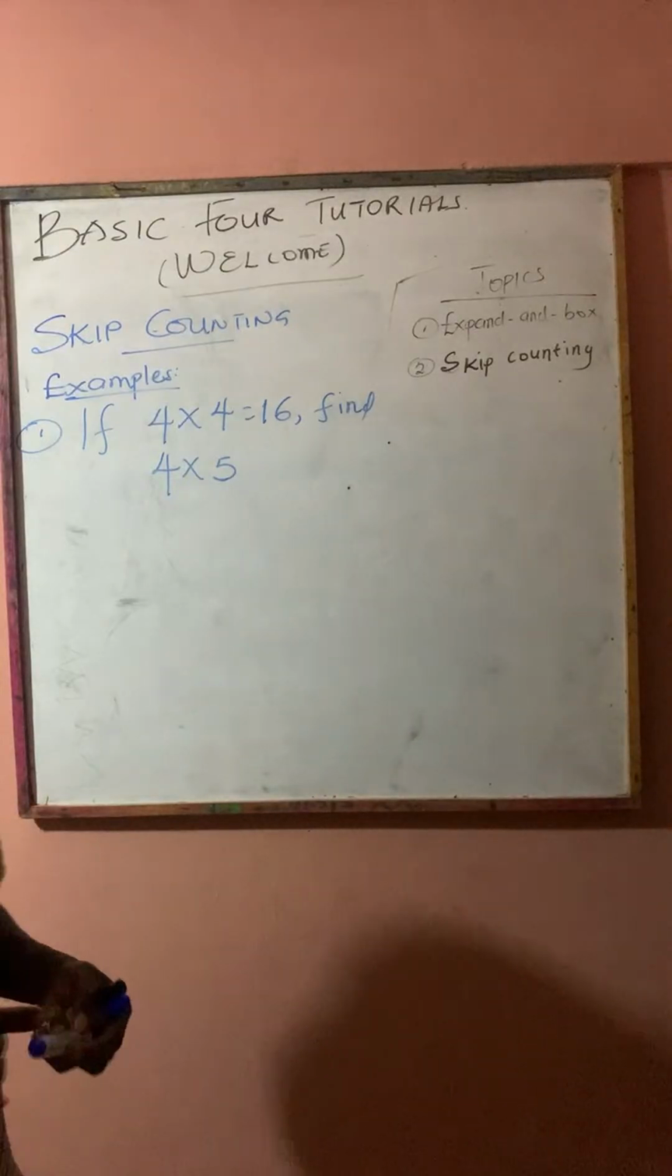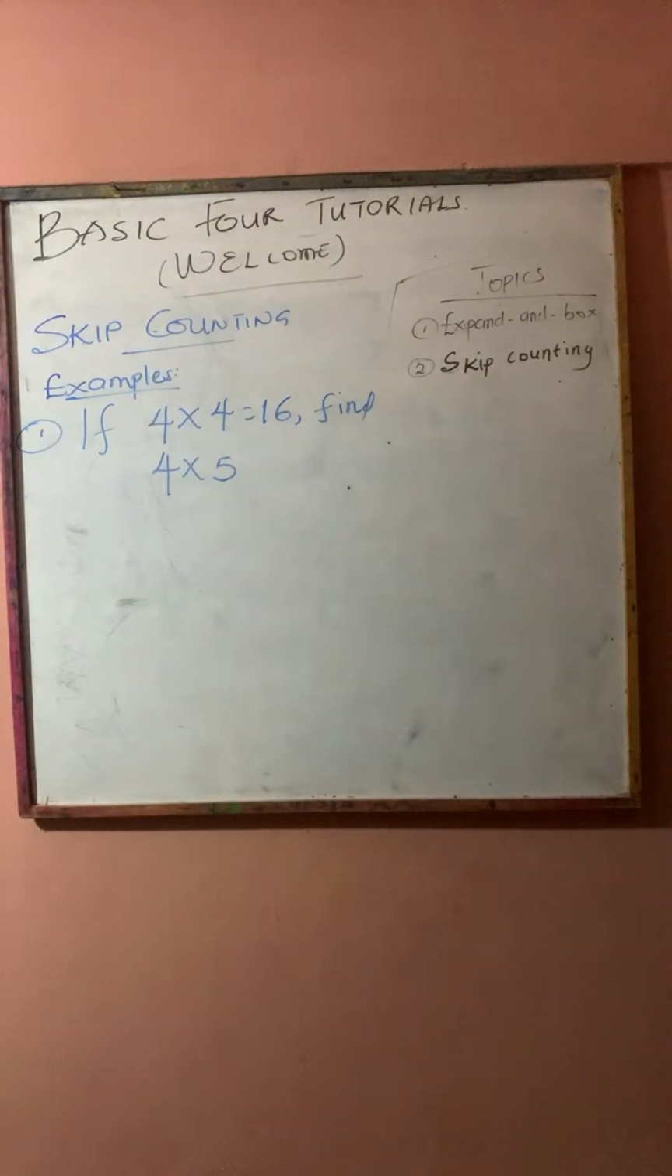So if 4 times 4 is equal to 16, find 4 times 5. Are we looking for more or less?